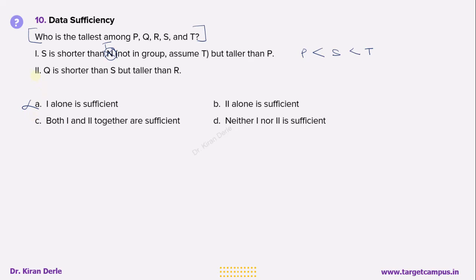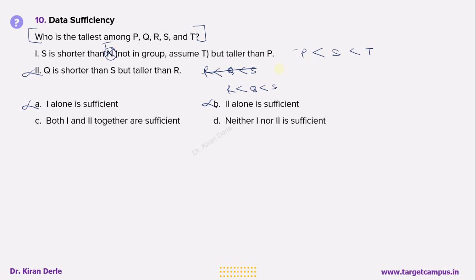Now let's take the second alone. This is how the process of solving data sufficiency works. Right now, you should consider the second statement alone. Q is shorter than S but taller than R. Fine, this is pretty much fine. Can we say from the second alone who is tallest among the group? No, we cannot say from the second alone. So this also is not the option, right?